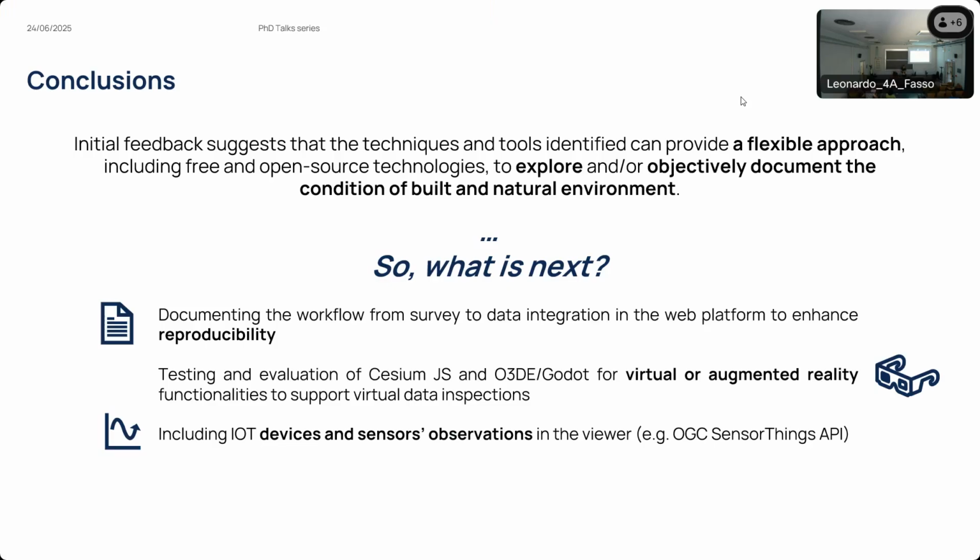Most of them are related to data storage and the need for a dedicated server that, of course, is costly. So currently the efforts are also in the direction of documenting the workflow in an even more accessible way, not necessarily only on GitHub, as well as testing some virtual and augmented reality possibilities related to the technologies already present in the prototype, like Cesium.js, and finally also trying to standardize the sensor observation stream inside the viewer with some OGC standard APIs.